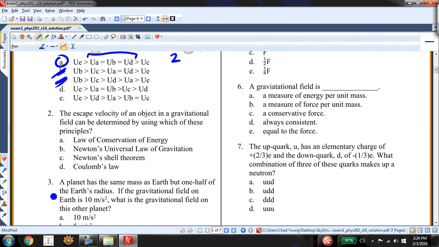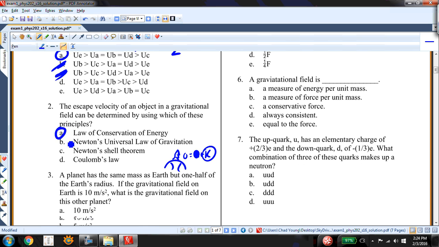Escape velocity of an object in a gravitational field can be determined using which of these? So remember, on the surface of the Earth, when I have a rocket that's taking off, it has a total energy equal to 0, and that energy is made up of U plus K, the gravitational potential energy plus kinetic energy. At the bottom, when it's here, it has no gravitational potential energy, and so you have to give it all kinetic energy in order to escape. So that is the law of conservation of energy.